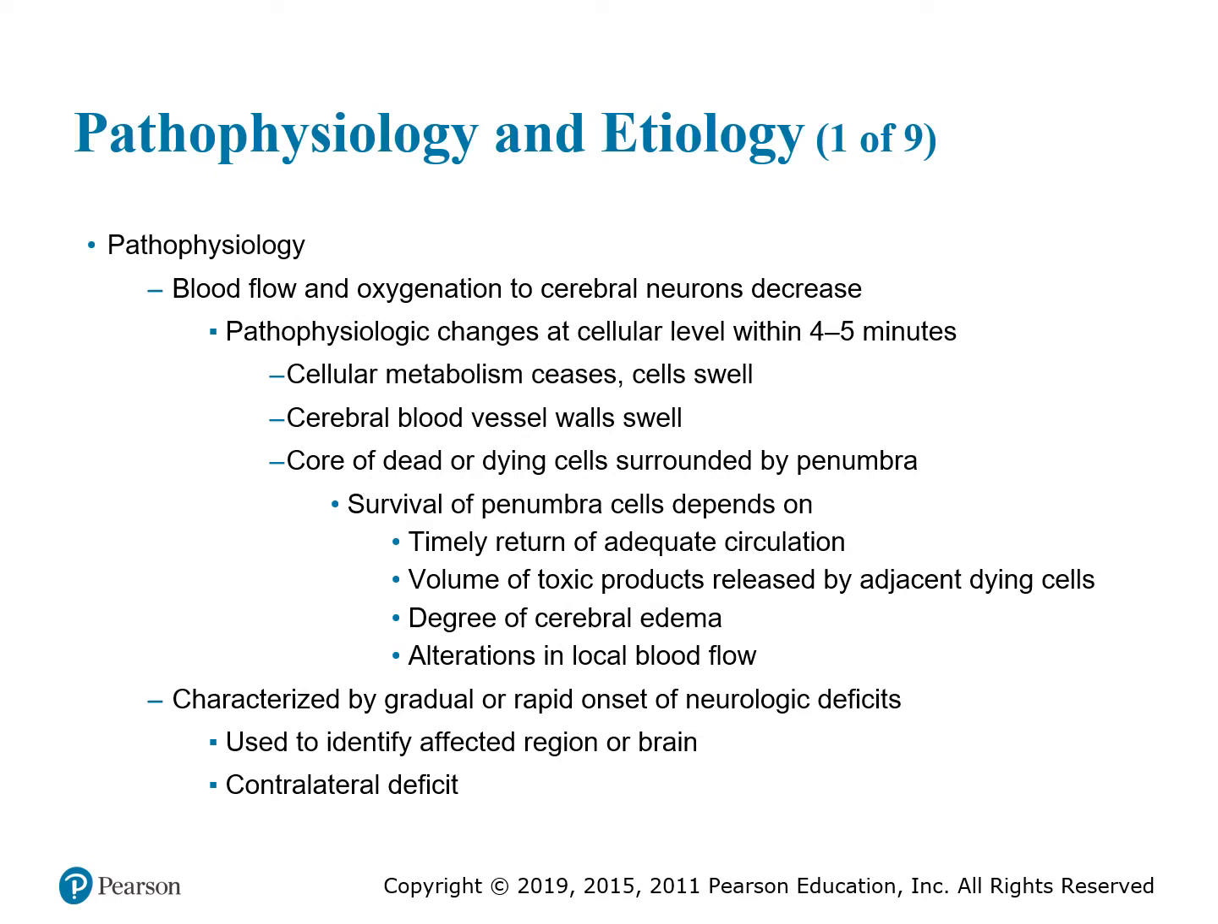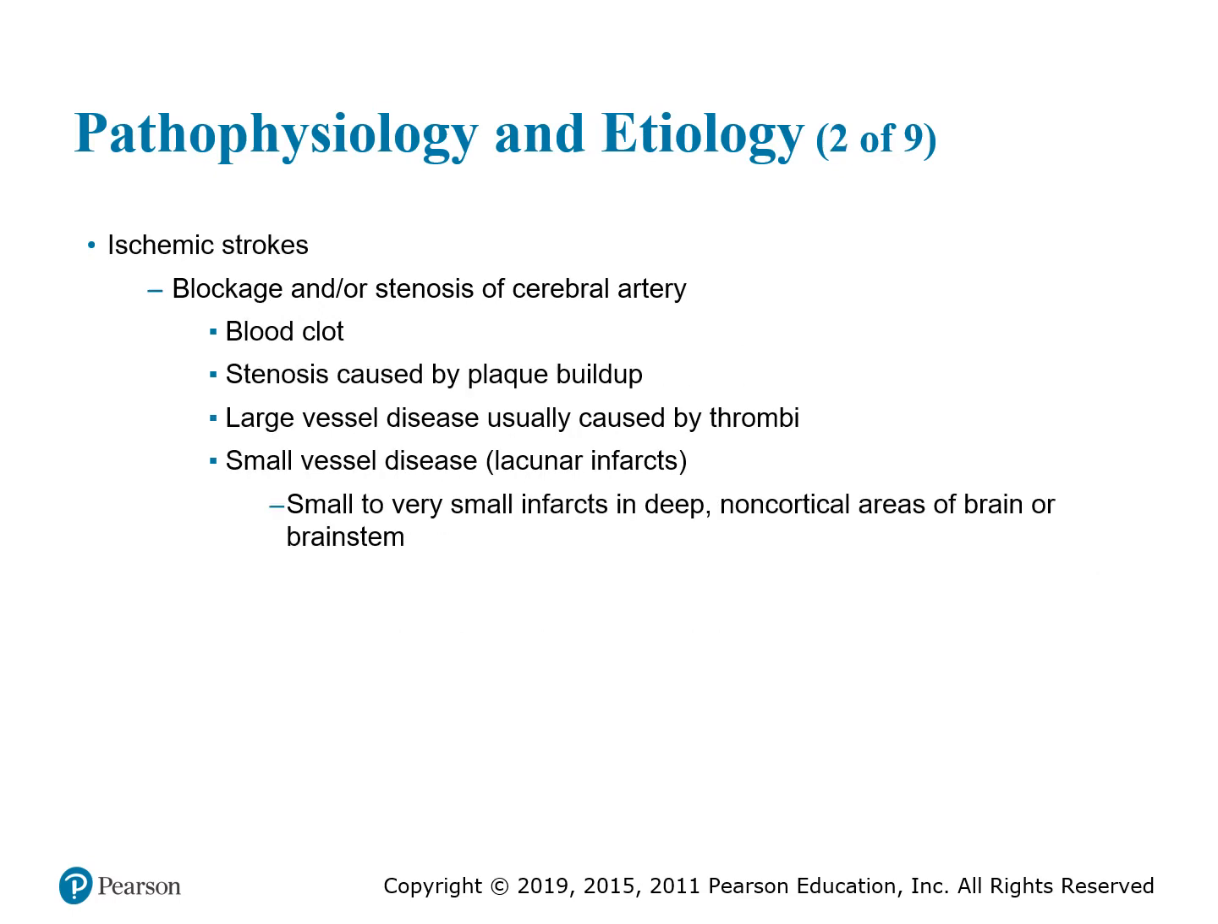A stroke in the right hemisphere of the brain is manifested by deficits in the left side of the body, and a stroke in the left hemisphere is manifested by deficits in the right side of the body. So contralateral deficit. So what are the different types of stroke? We have ischemic stroke, a TIA or a transient ischemic attack, thrombotic stroke, embolic stroke, and hemorrhagic stroke. And we're going to take a slide and look at each one of these.